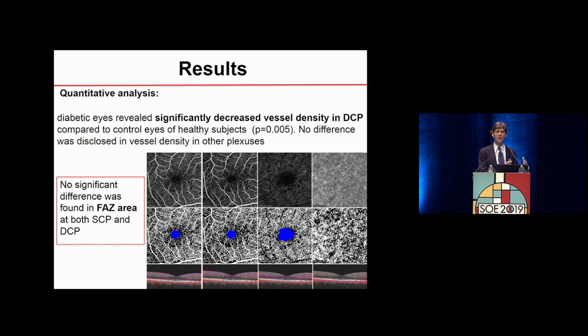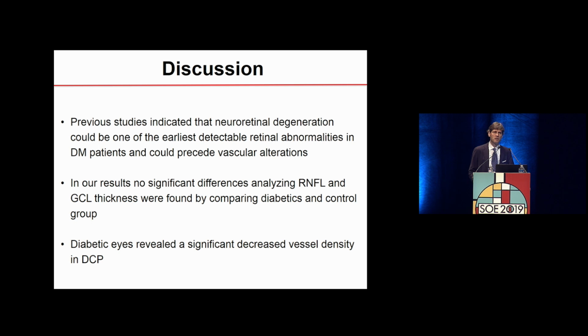We cannot detect structural changes, but we can still find some changes at the level of the deep capillary plexus, in terms of loss of deep capillary plexus. And this is probably suggesting that what is coming first are vascular changes, and what we see from a structural point of view may probably come later. But still, we have to question what we can currently see with the current devices.